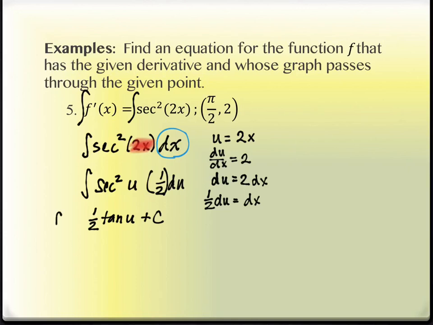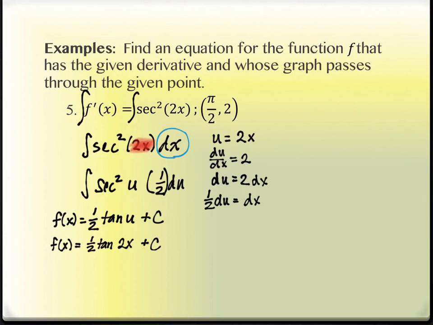Now, this is the function that I was looking for. Almost, right? It's got a u in there. It's not supposed to have a u, because this actually says I'm supposed to be in terms of x. So that's the first thing I need to do. I need to go back and put it in terms of x. So this is 1/2 tangent of 2x plus c. So that's the first thing that I needed to clean up.